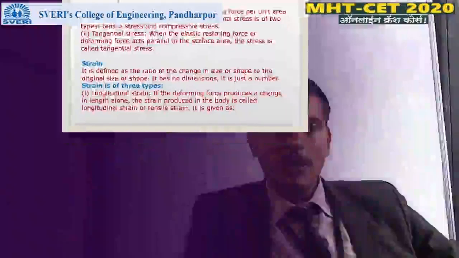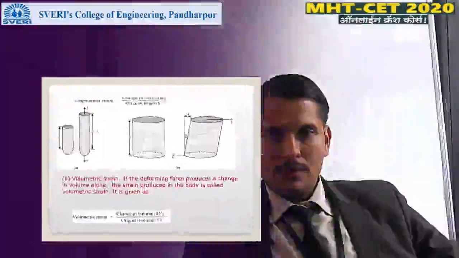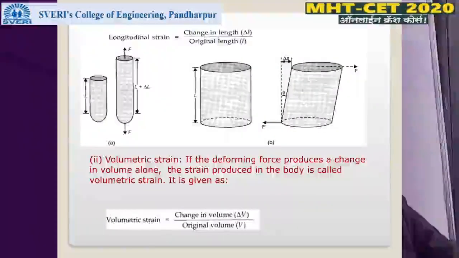It is given by the equation: longitudinal strain is equal to change in length, that is delta L, divided by original length L. If we see the figure, we can check what is meant by L and L plus delta L. Of course we are stretching it, and due to stretching that strain happens and we are defining that thing.